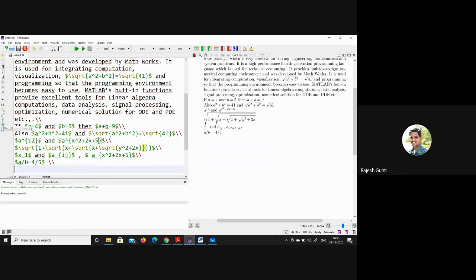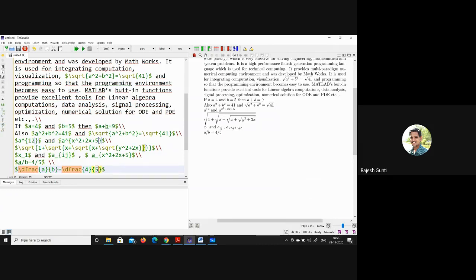Suppose if you take a defrag command, it will come like this. Defrag. We have to use it in between dollar symbols. Numerator is a for me. Denominator is b. Denominator is b is equal to again defrag. Am I correct? 4 by 5. I have to write like this. Defrag. That is numerator is 4. Denominator is 5.